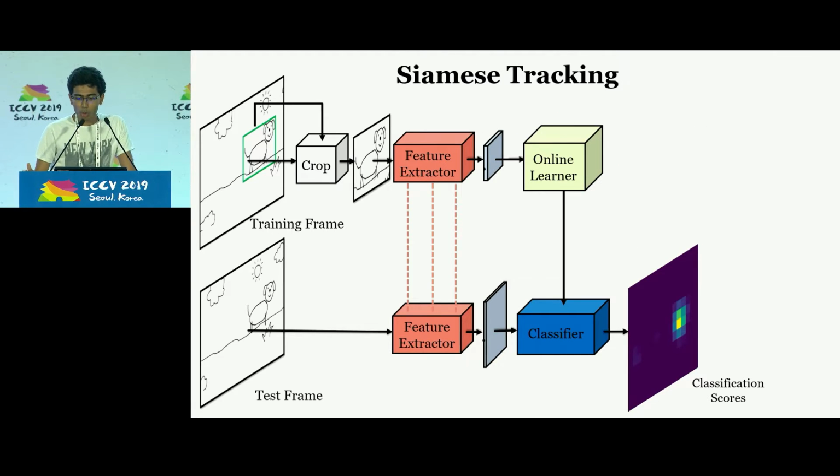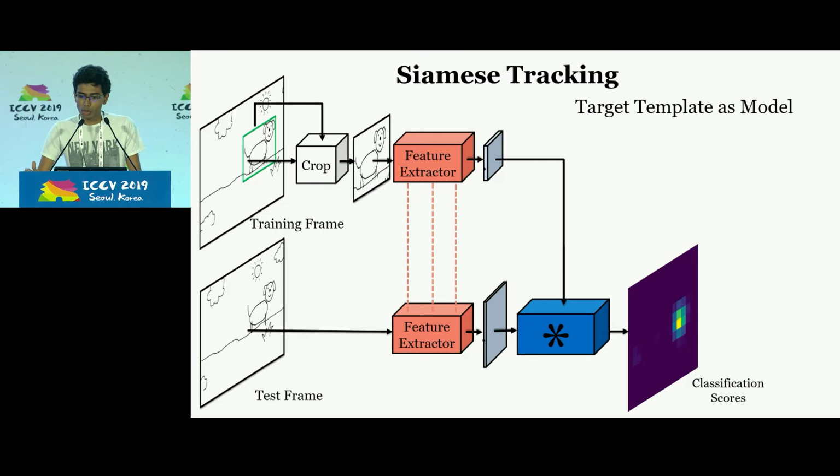As a result, the most popular end-to-end tracking approach, the Siamese networks, do not use any online learner, using the features from the target patch as the model instead. This is then correlated with the test frame features to produce the score map. This is obviously differentiable and fast. However, is the model robust?